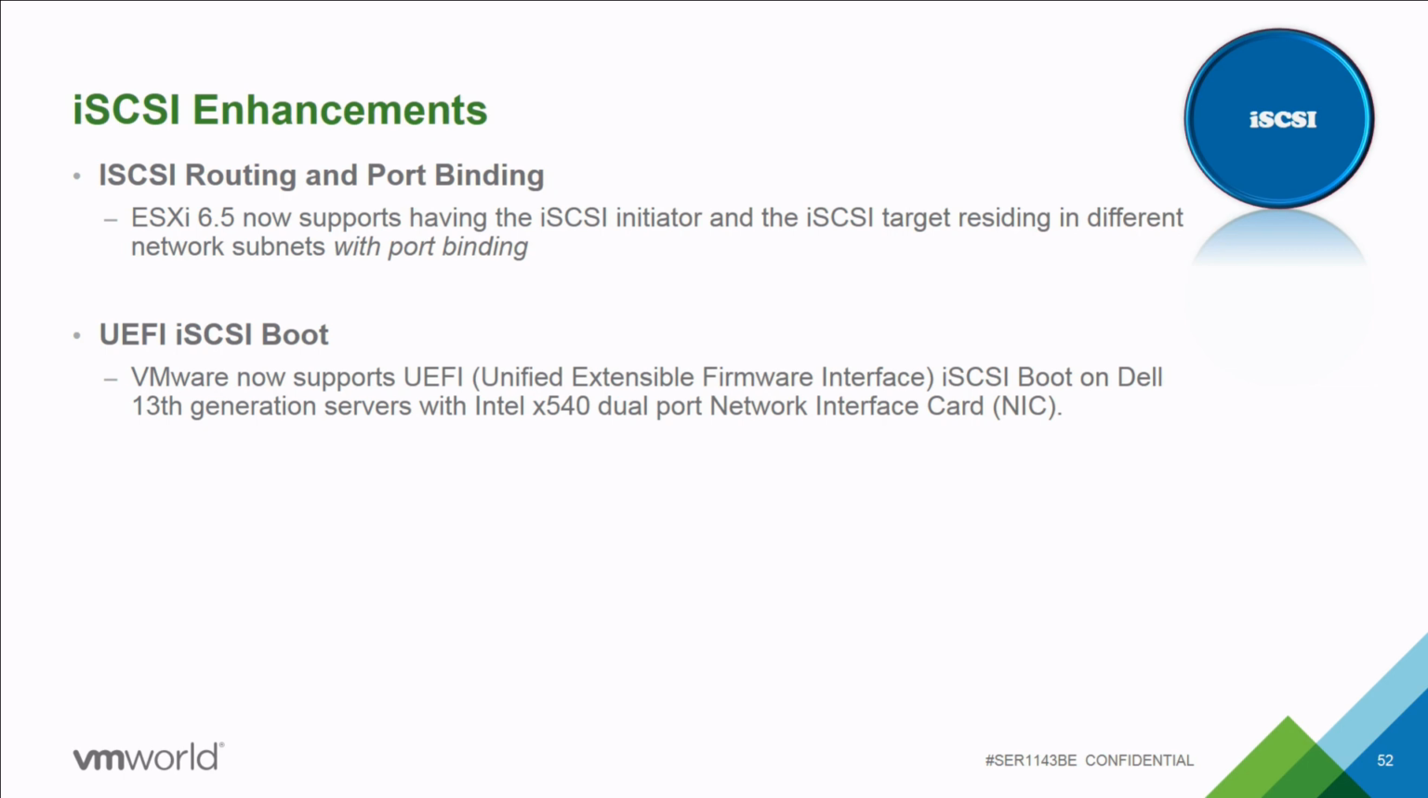So the number of service requests that came into our GSS saying, I've just implemented multipathing through port binding, and now my initiator can no longer see the target. The problem is that port binding never supported the routing of the iSCSI traffic. vSphere 6.5, now fully supported. So you can implement port binding and you can route your iSCSI traffic between your initiator and your target. Just because you can doesn't mean you should, though. Good point. But a lot of customers do.